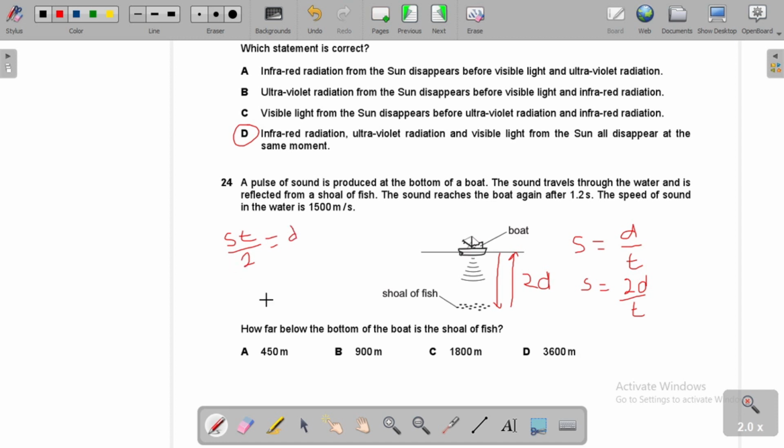So what is our S? That's the speed. 1,500, and what was the time? Times 1.2. 1,500 times 1.2, then divided by 2. And 1,500 times 1.2 is 1,800. When you divide 1,800 by 2, it gives you 900. So the answer is 900 meters. Next question.